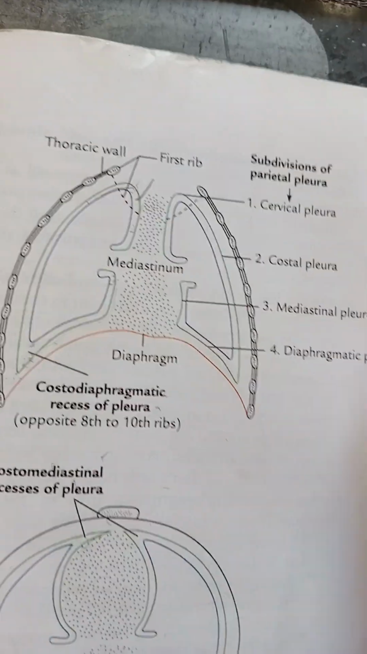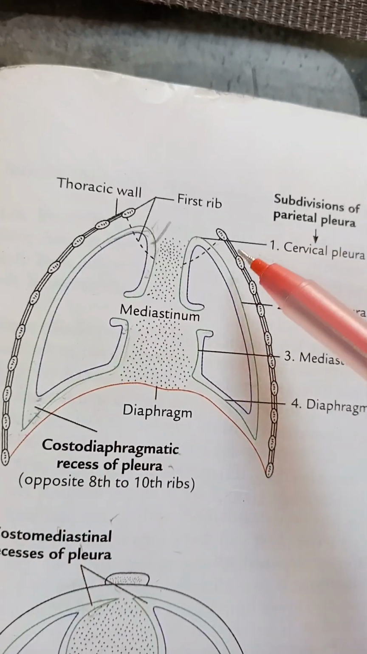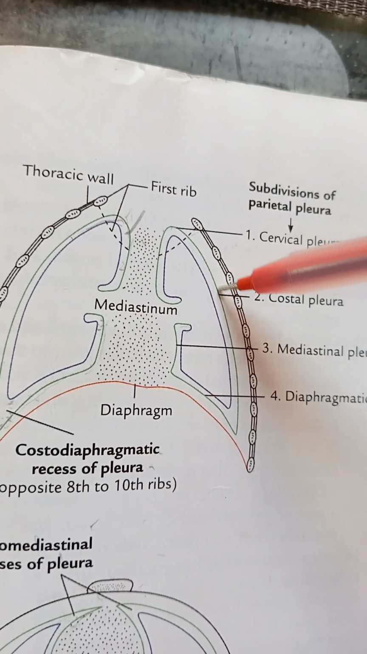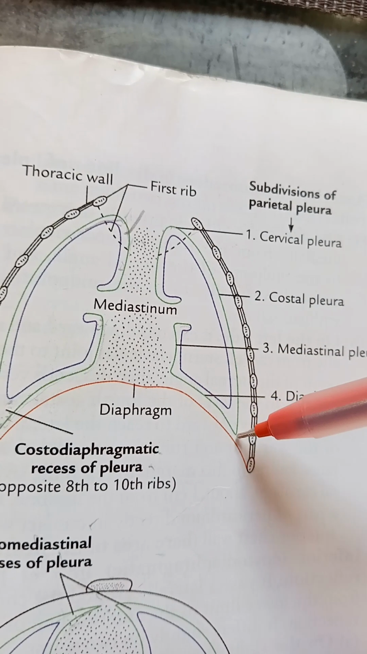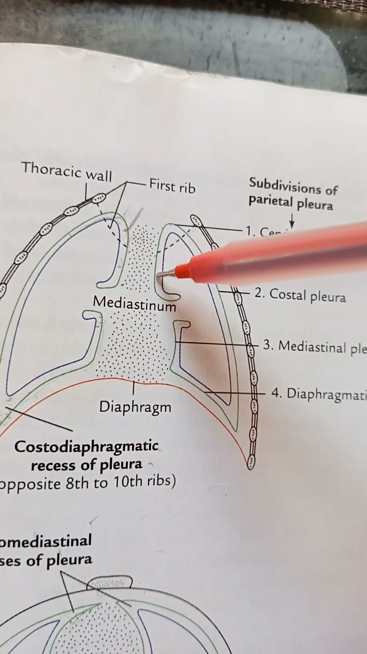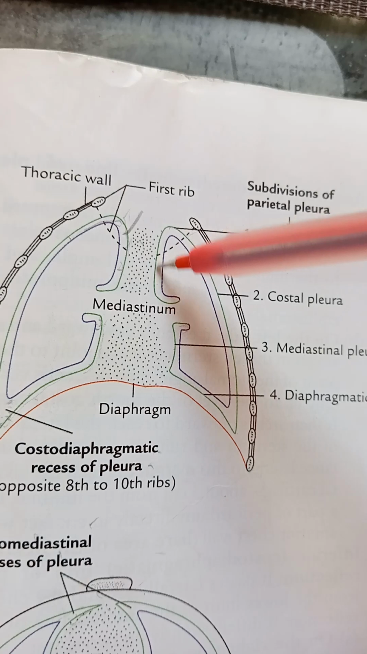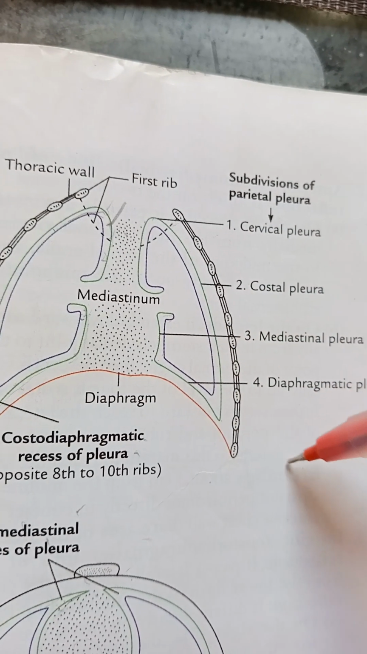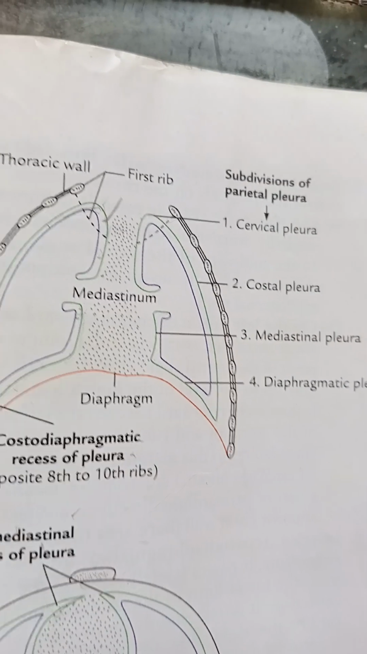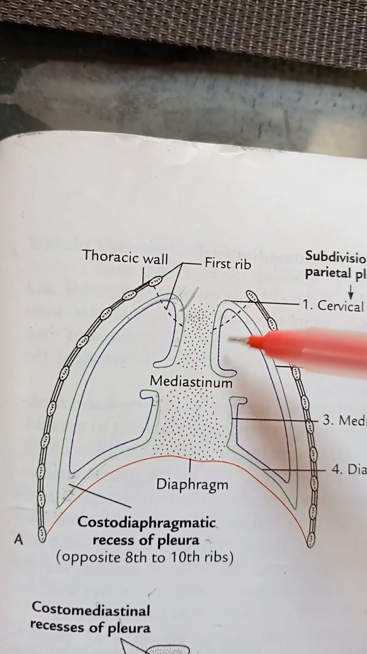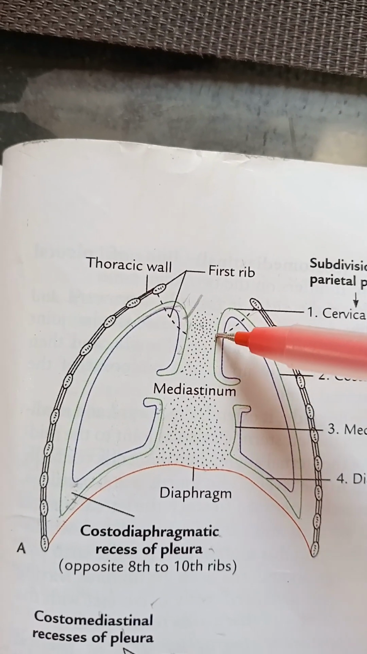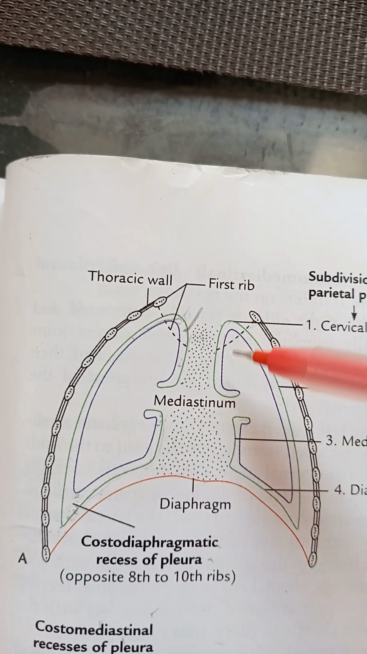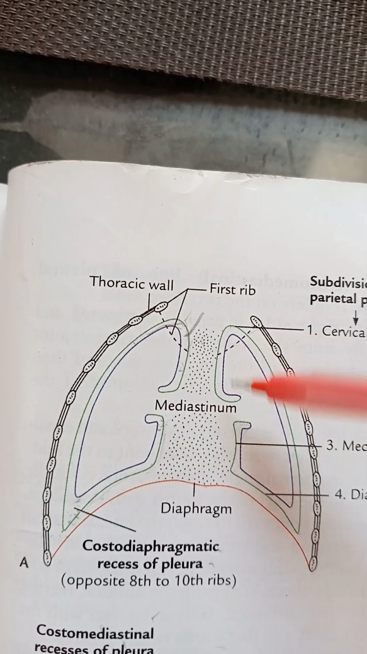Now come to the parietal pleura. The parietal pleura actually covers the pulmonary cavity, that is, it lines the thoracic wall and the lateral aspect of the mediastinum. It also covers the thoracic surface of the diaphragm. And here we can see the parietal pleura also covers the apex of the lung, which is known as the cervical pleura.